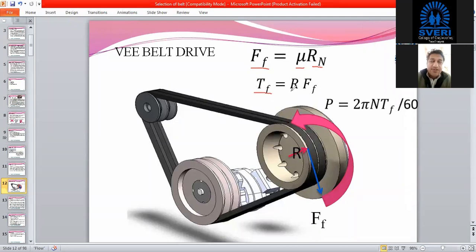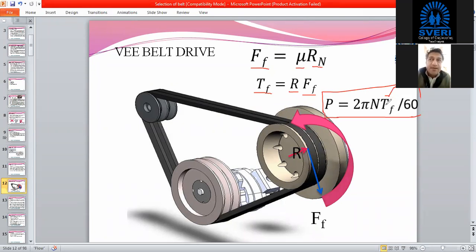Now this frictional torque is calculated by means of the radius of that pulley multiplied by the frictional force. And the power which is transmitted by means of this belt is given by 2 pi N T divided by 60, where T is the frictional torque. So this much power can be transmitted with the help of these belts, either V belt or flat belt.